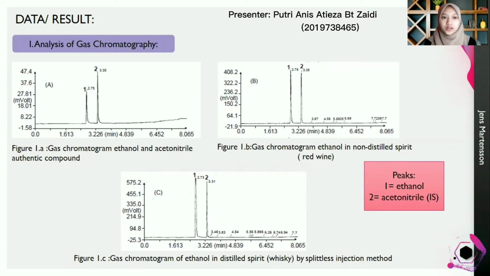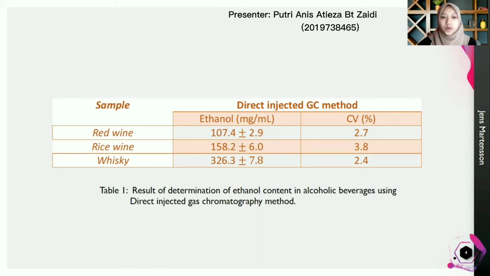Data and result. Analysis of gas chromatography. Figure 1a shows the gas chromatogram of ethanol and acetonitrile in alternating compound. Figure 1b shows the gas chromatogram of ethanol in non-distilled spirit, which is red wine. And the last one is Figure 1c, which shows the gas chromatogram of ethanol in distilled spirit, which is whiskey, by the direct injection method. Next, Table 1 shows the result of determination of ethanol content in alcoholic beverage using the direct injected gas chromatography method.